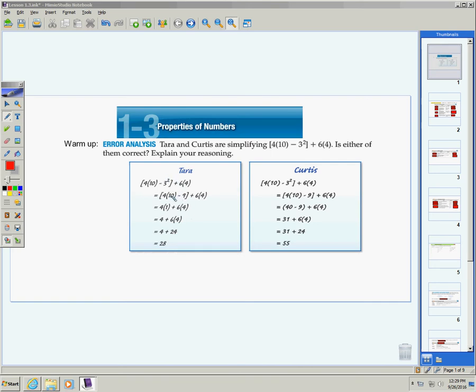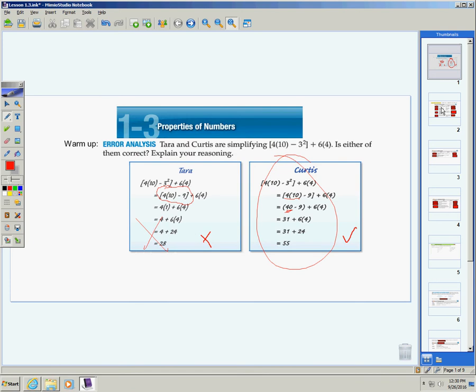Notice what Tara did. She subtracted 9 before she multiplied. Right here is her mistake, because we know that multiplication comes before subtraction. So she is incorrect. Here we can see Curtis multiplied before he did the subtraction, so he has it right. So Curtis did the correct work. Tara had a mistake in her order of operations. She subtracted before multiplying. So that's why she's wrong and Curtis is right.